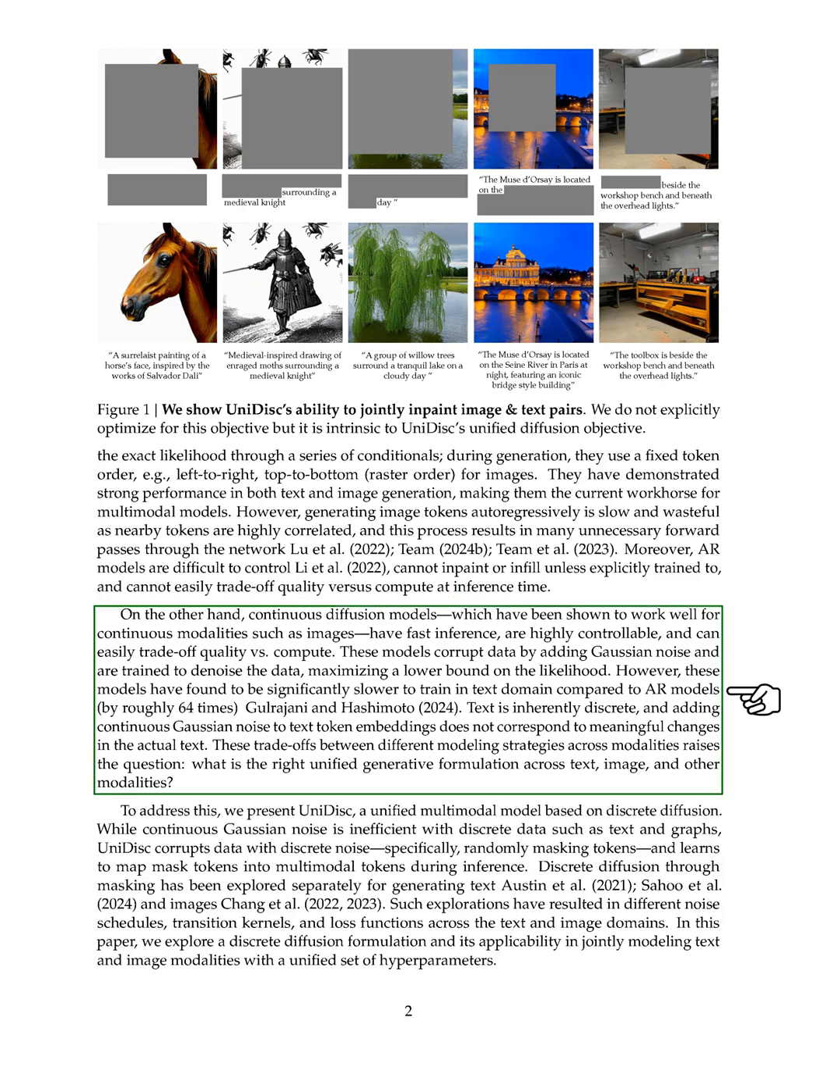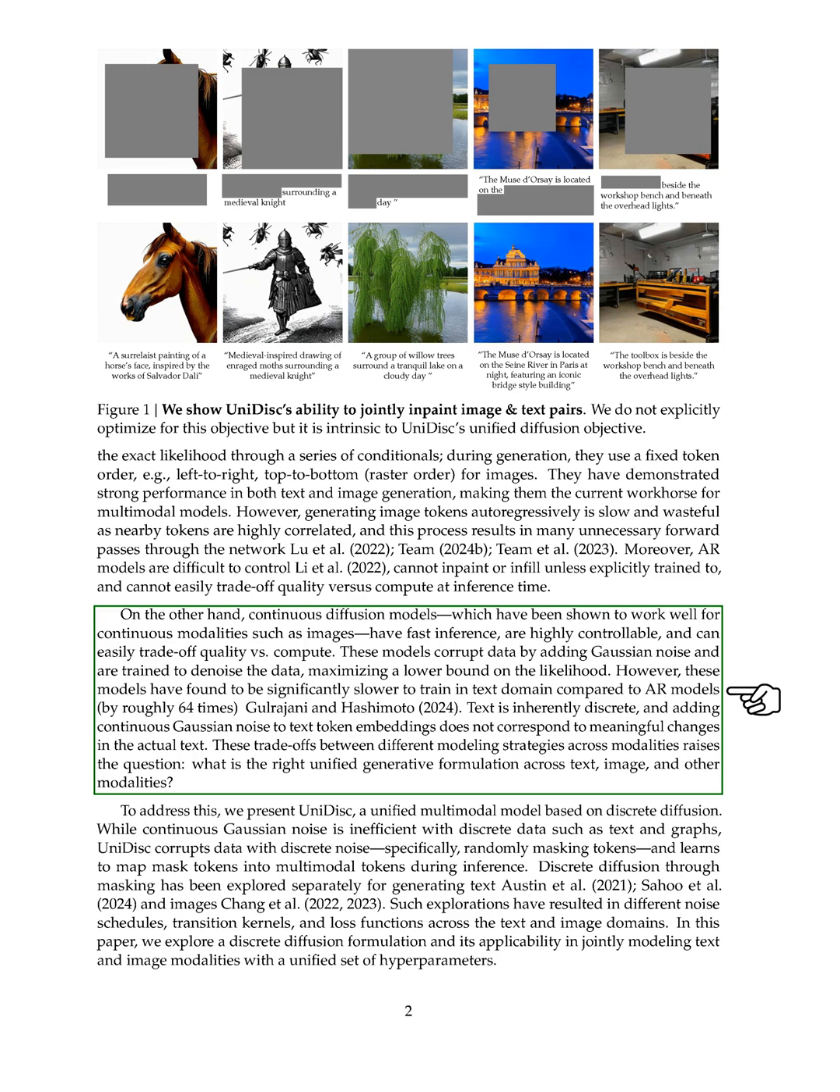On the other hand, continuous diffusion models work effectively with continuous data like images. They add Gaussian noise to data and are trained to remove this noise, maximizing a lower likelihood bound. However, they are much slower to train with text data compared to autoregressive models. Since text is discrete, adding continuous noise to text tokens doesn't create meaningful changes. This raises the question of how to create a unified generative approach for text, images, and other modalities.